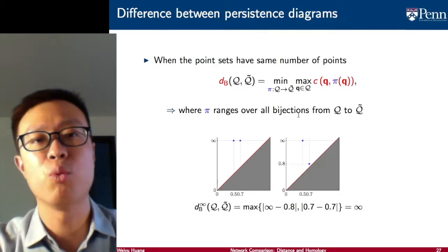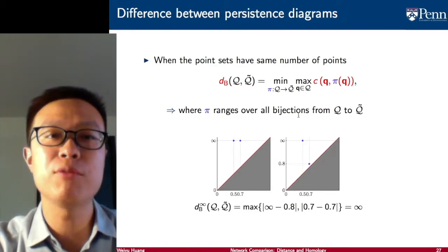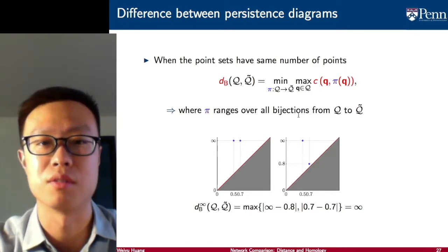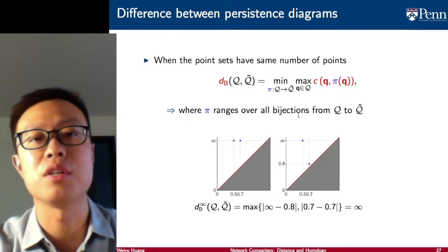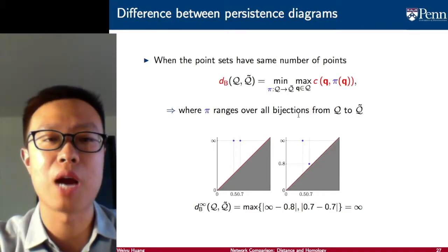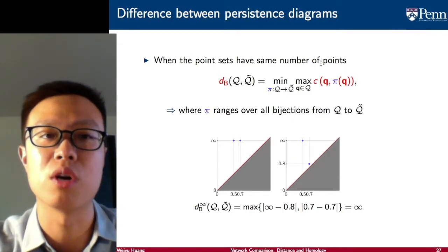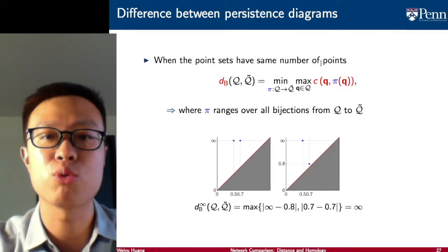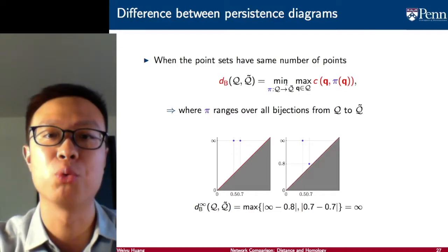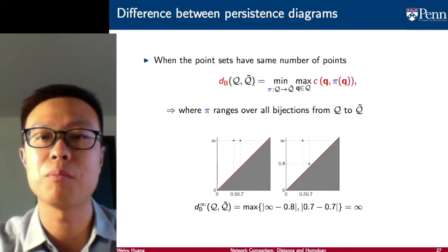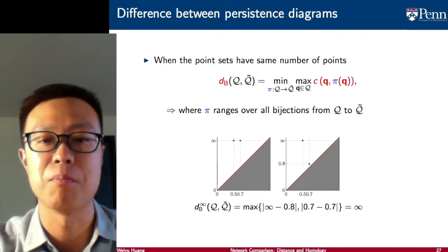The next question we want to ask is, maybe if we define the difference between persistent diagrams, this can be used as an approximation of the network distances. We first consider a scenario where the persistent diagrams have the same number of points. This is relatively easy to consider. We can just try to find the best matching between these points and define the difference between the persistent diagrams as the bottleneck that is not matched well by this best matching.